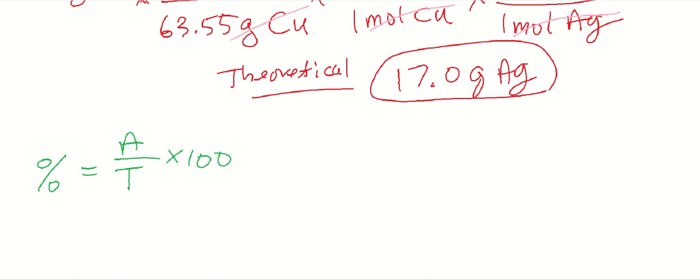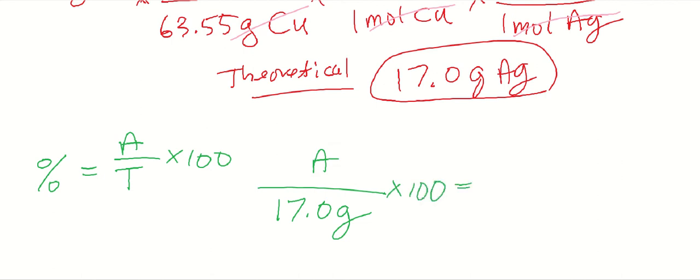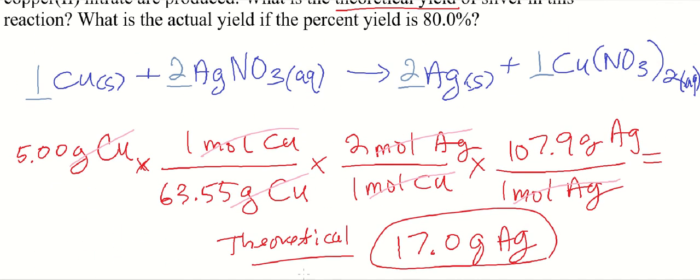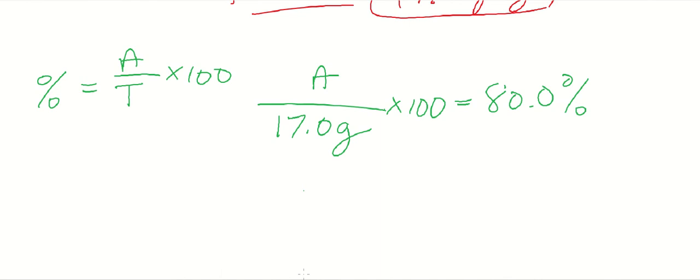So let's plug these numbers in. We calculated the theoretical to be 17.0 grams of silver, and we're looking for the actual, the accepted. They gave the percent yield of 80.0%. Let's just double check. Yep. We're solving for A. Just use your algebra. You could do this a few ways. I'm going to get rid of this percent by moving the decimal over twice.